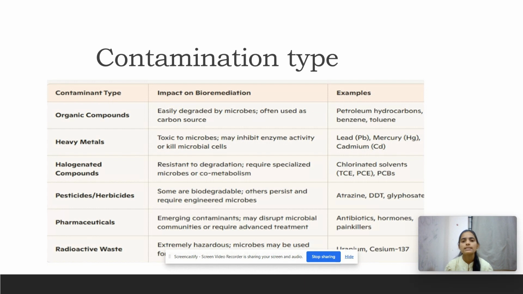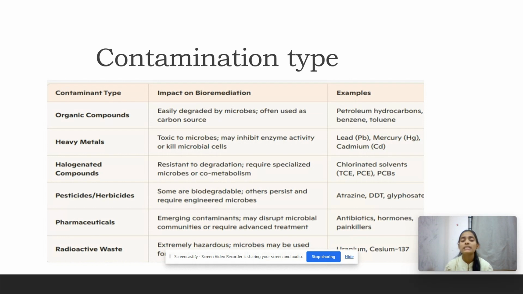Pesticides and herbicides. Some are biodegradable and others are persistent and require engineered microbes to biodegrade. The examples are DDT, etc. Pharmaceuticals. These emerging and most popular contaminants may disrupt the microbial community, and they need advanced treatment. Examples of pharmaceuticals are antibiotics, hormones, and painkillers.